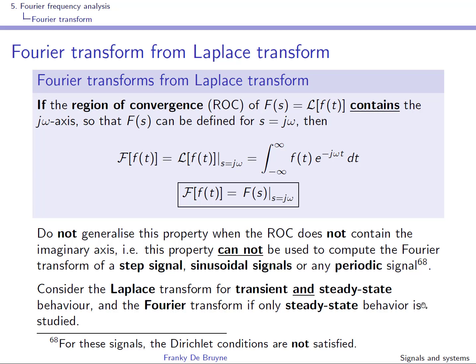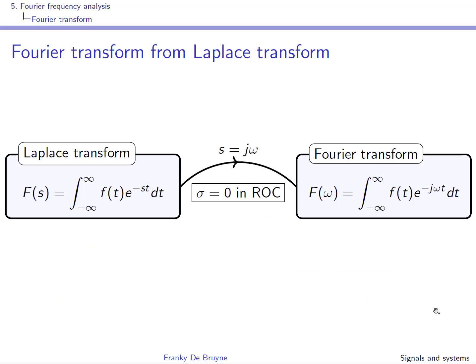In general, what you'll do is use the Fourier transform to analyze the frequency content of a signal. As a conclusion, you can obtain the Fourier transform of a signal f of t from its Laplace transform if the Laplace transform has a domain of convergence that contains sigma equal to 0. If this is the case, you take the Laplace transform and you replace s by j omega. The fact that sigma equal to 0 is in the domain of convergence of F of s simply says that the function f of t is absolutely integrable.